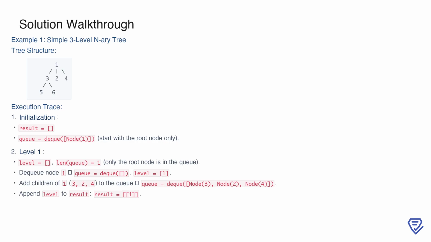Here, we have a simple 3-level N-ary tree to work with. The root node is 1, which has 3 children, 3, 2, and 4. Additionally, node 3 itself has 2 children, 5 and 6. To start the level order traversal, we initialize an empty result list and a queue containing only the root node, which is 1 at this point.